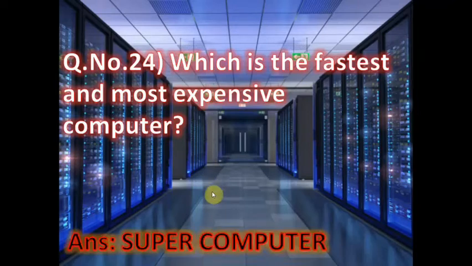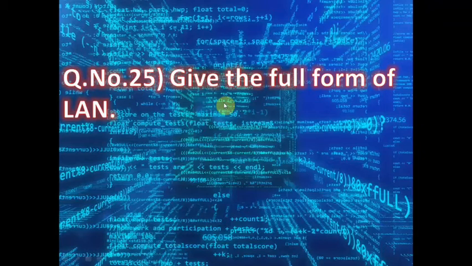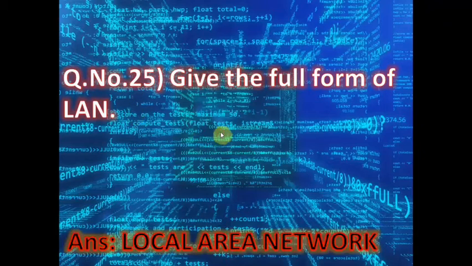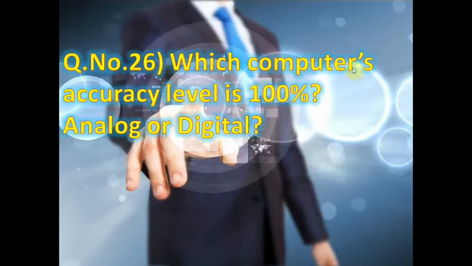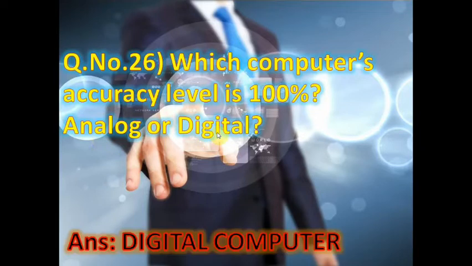You know, supercomputer. And question number 25, give the full form of LAN, and the correct answer is local area network. Next question number 26. Which computer's accuracy level is 100%? Here the options are analog or digital. You know the accuracy level of digital computer is almost 100%. The correct answer is digital computer.